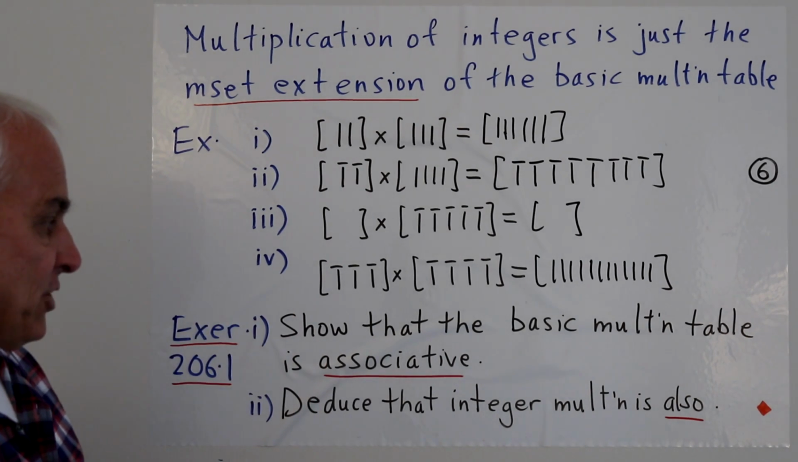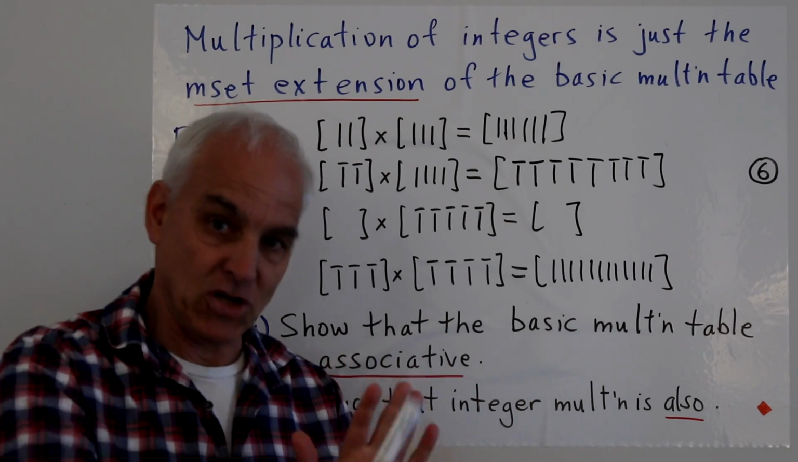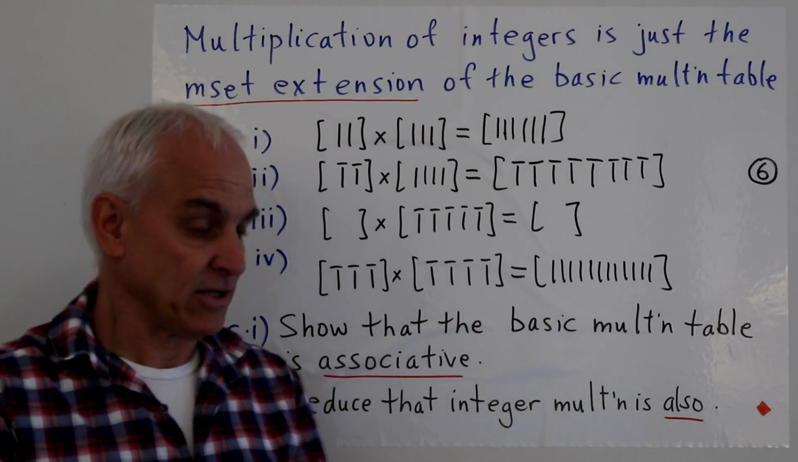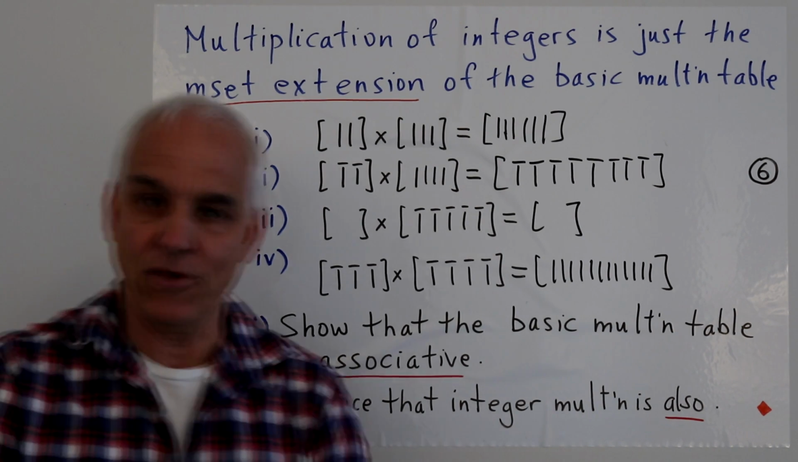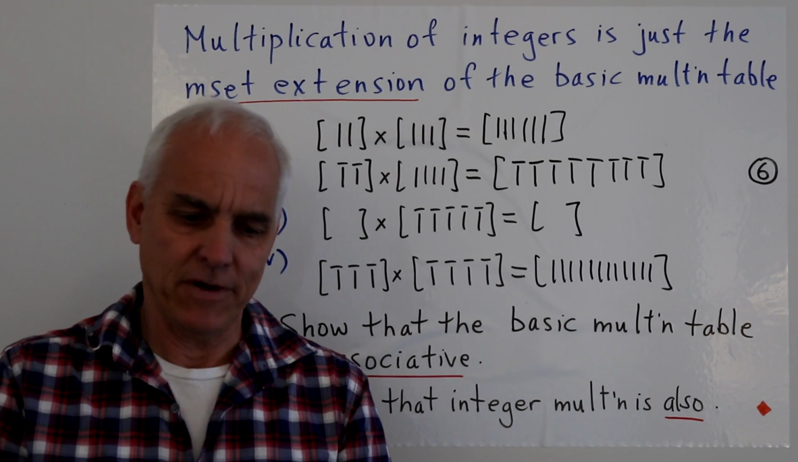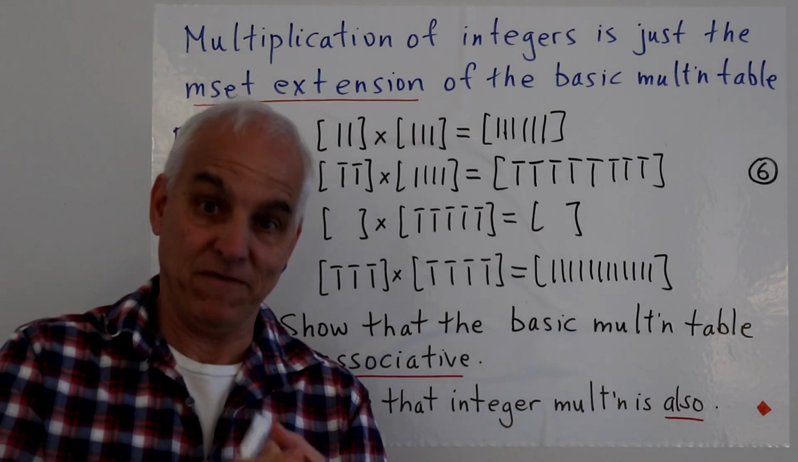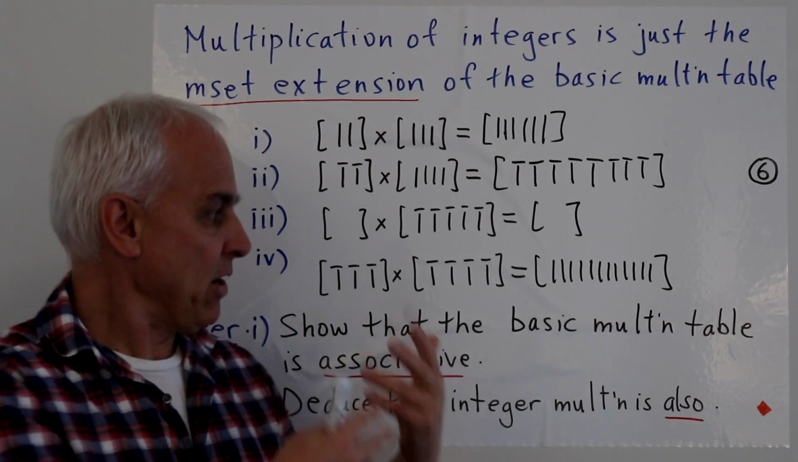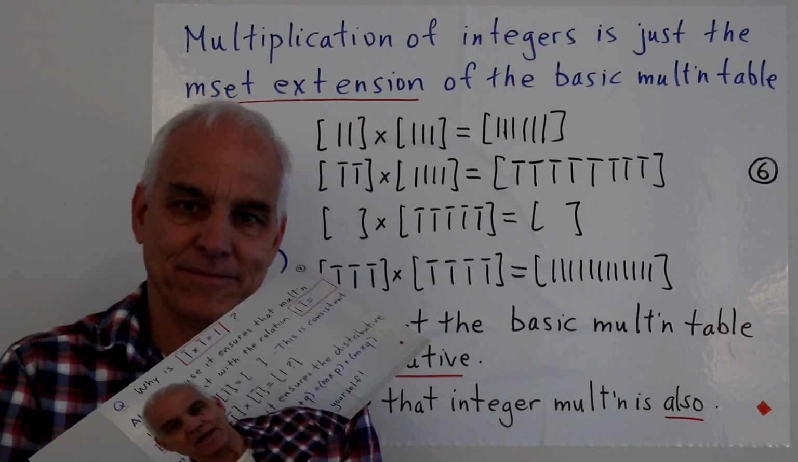As a little exercise, you can show that the basic multiplication table, that basic starting 3 by 3, is associative, and that it then follows that this integer multiplication is also associative. So it's a very efficient and simple way of, first of all, defining multiplication and seeing why the fundamental kind of law is satisfied.